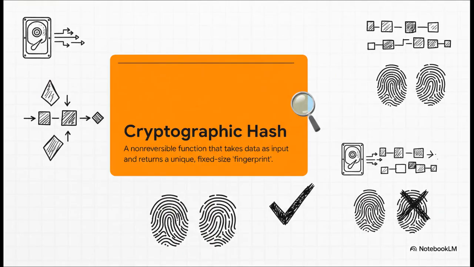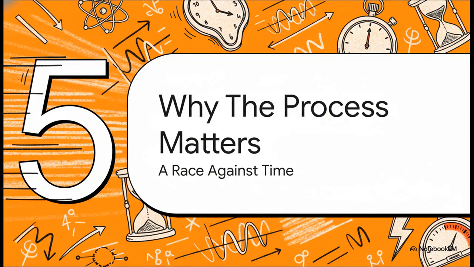And second, you have the cryptographic hash. This is pure mathematical magic. A hash is basically a unique digital fingerprint for any piece of data. Investigators create a hash for the original evidence, and then they create one for their copy. If those two fingerprints match perfectly, it's mathematical proof that the copy is identical. If even a single bit is different, the fingerprints will be completely different. There's no faking it.